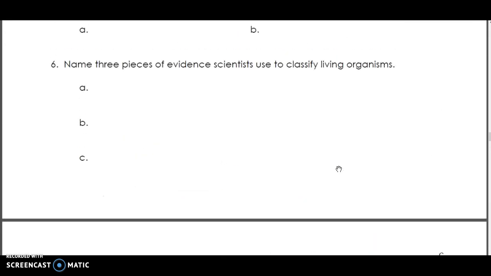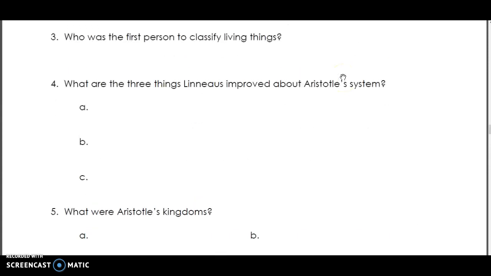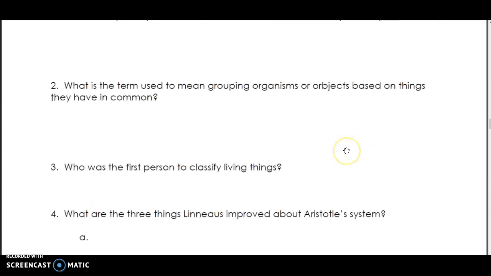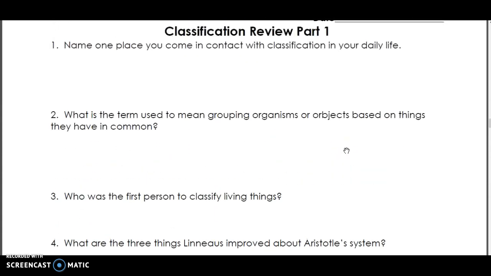Your substitute should have told you this, but I do expect that all of your answers for numbers 1 through 7 are completed with complete sentences. That means that you should not have one-word answers. I do want to see sentences. So finish this, and if you finish this section, then I have section 2 in another video that you can search for.